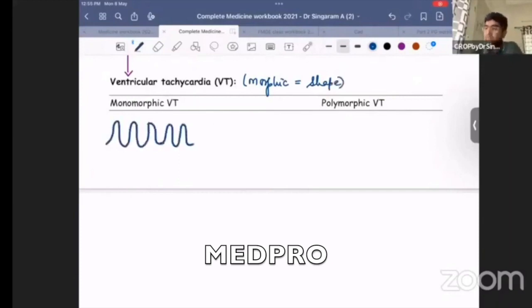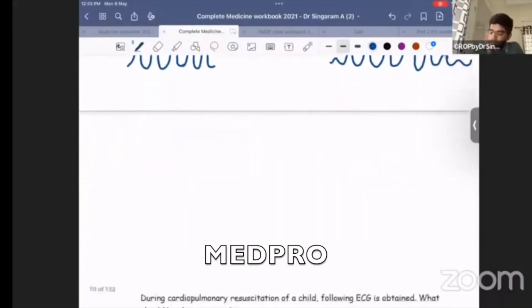And if it's something like this, can you see that? It's an irregular shape. That is called polymorphic VT. That's all. Very simple. Everywhere the shape is same, it is monomorphic, and everywhere it is different, it is called polymorphic VT. I hope you are able to follow this. Clear? I am going to start the discussion of monomorphic VT. You can write on the next page.